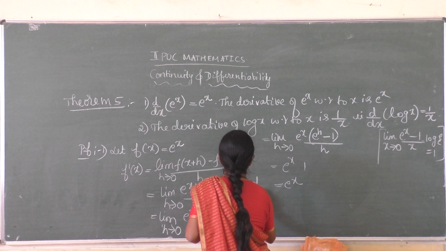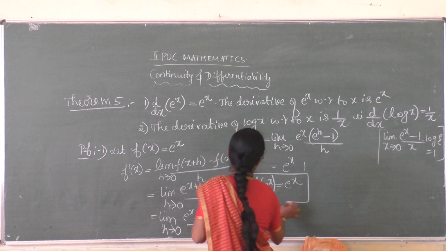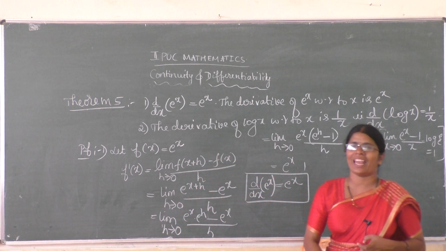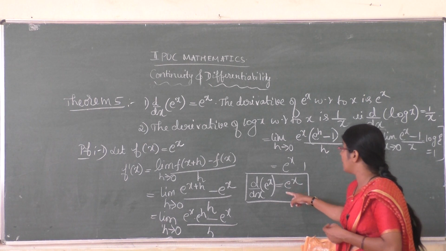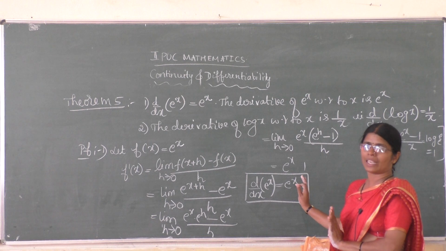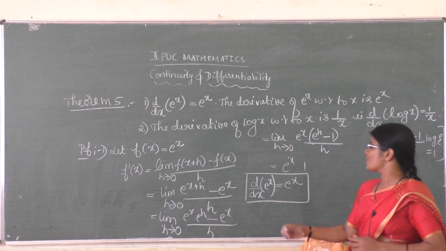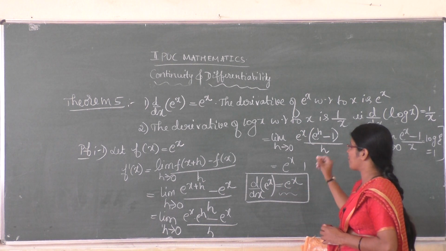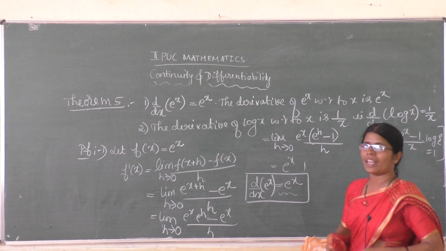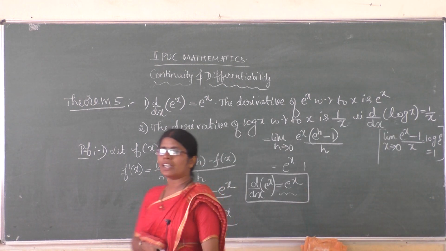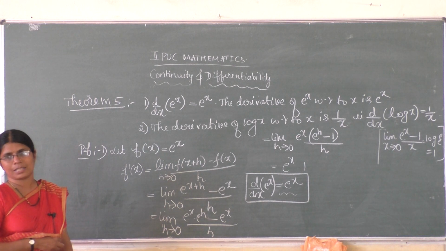So derivative of e to the power x with respect to x equal to e to the power x itself. So this is the only function whose derivative is the same. Okay, the derivative is also equal to the function itself. So this is the easiest function which you can remember. The derivative and the function both are same. Derivative of e to the power x is e to the power x itself.